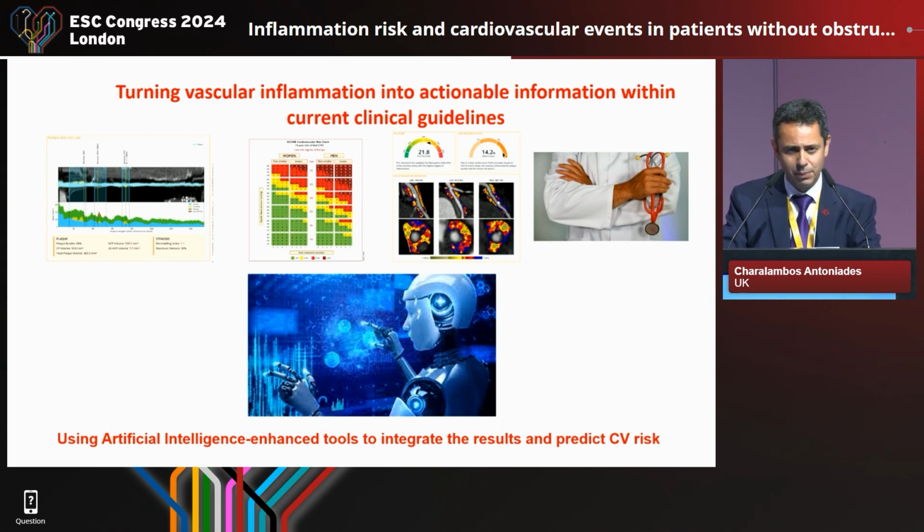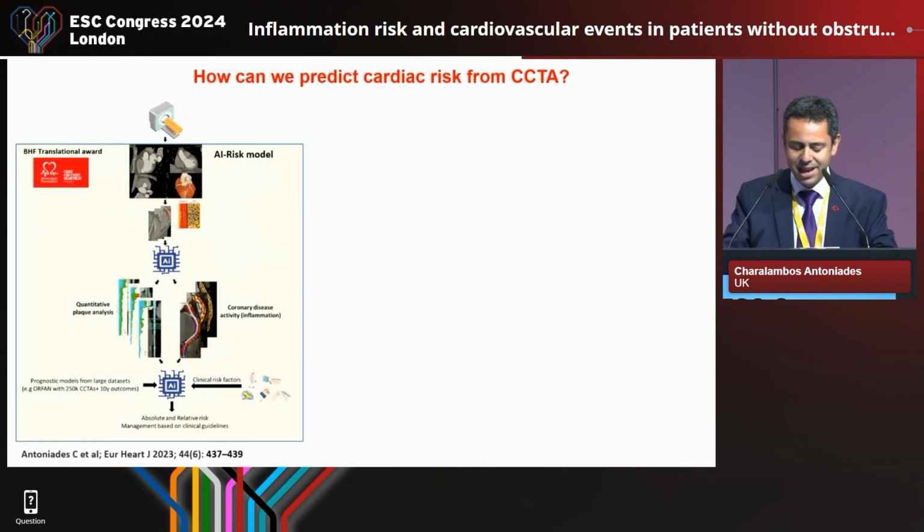So we have developed a prognostic model that integrates all of this information into a single metric, and I will call it the revised, the enhanced ESC score. It's an AI risk score, and this is how it works more or less.